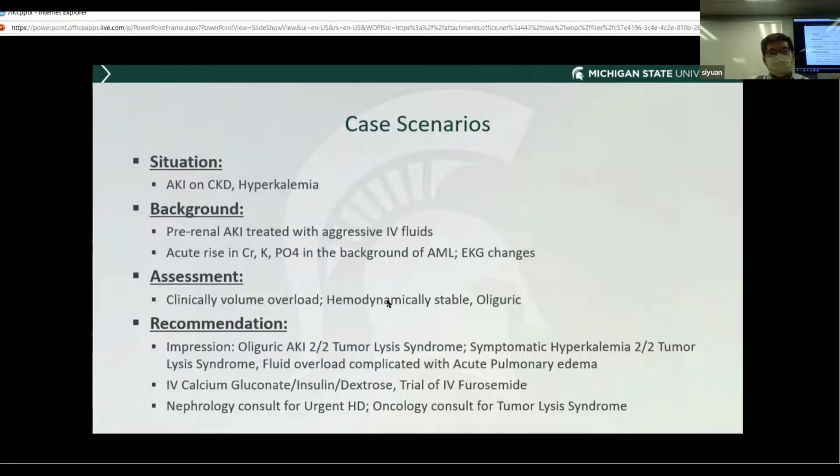So for now, his hemodynamics are stable and he's oliguric. In this case, really try to treat the most urgent issue, which is the hyperkalemia, giving calcium gluconate, dextrose, and insulin. Even though he's oliguric, you can try Lasix to see whether he responds to that. As we talked about earlier, any dose between 80 and 200 milligrams, and see whether he pees out some of the fluids to address the overload. Don't wait until you get the next reading of the potassium, because he's actively having this tumor lysis syndrome. So consult nephrology, and make sure you get an oncology consult to address that.